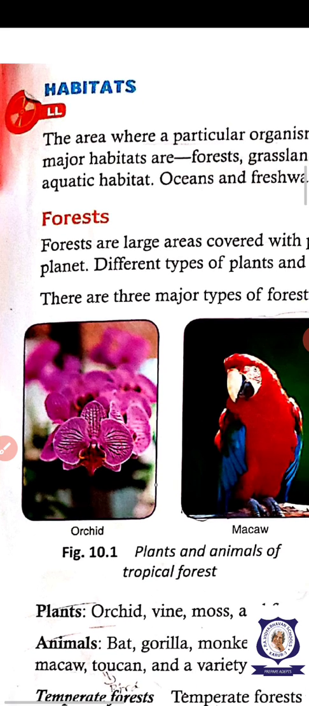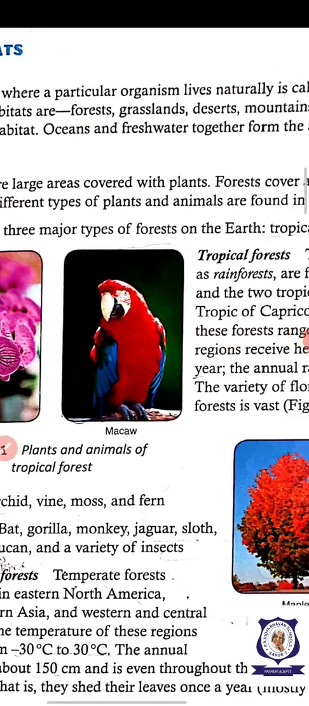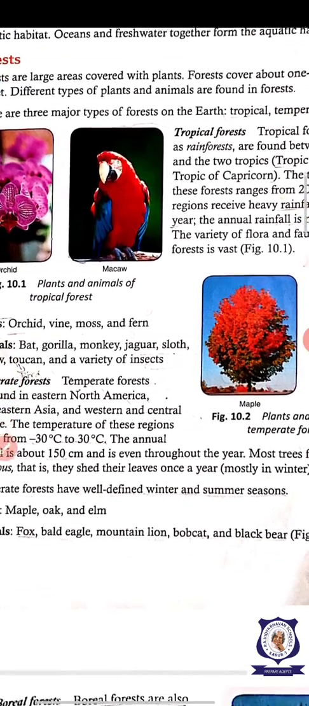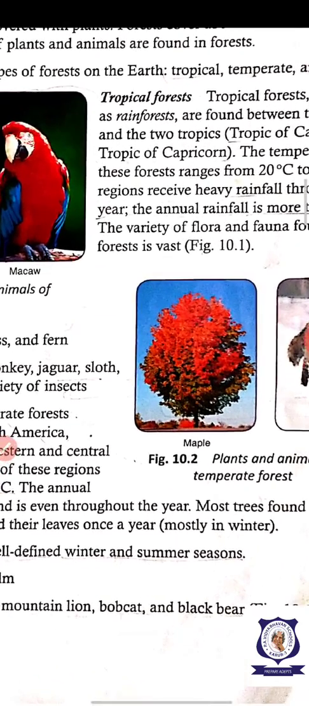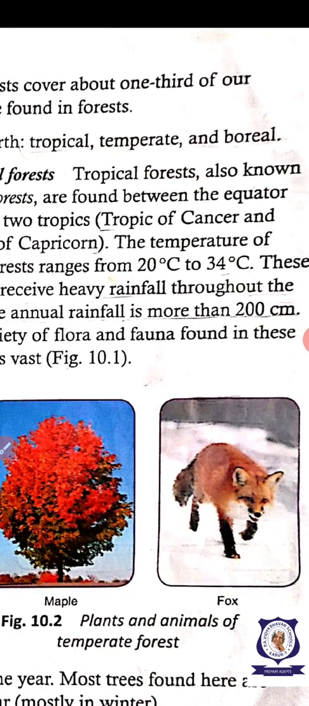First habitat is the forest. Forest is a large area covered with plants and animals, isn't it? First, we are going to see three types of forest. First one is the tropical forest, temperate forest and boreal forest. Tropical forest, temperate forest and boreal forest. You see in the screen.